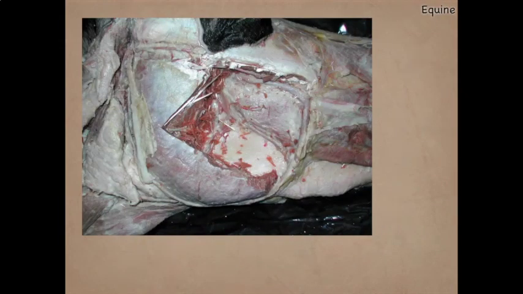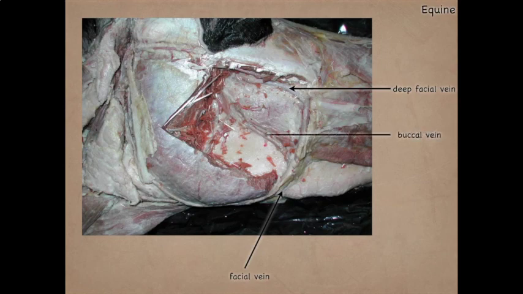Okay, looking at some deep structures in the horse here, we've removed a big portion of the masseter muscle. We can see the facial vein coming up here, and then we're going to see that it's going to join with a deep facial vein, which is going to run just ventral to the facial crest. And then we have the buccal vein running deep here.